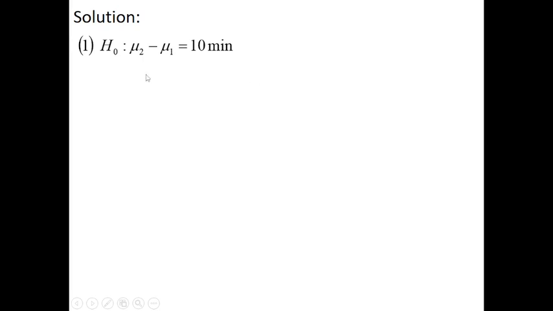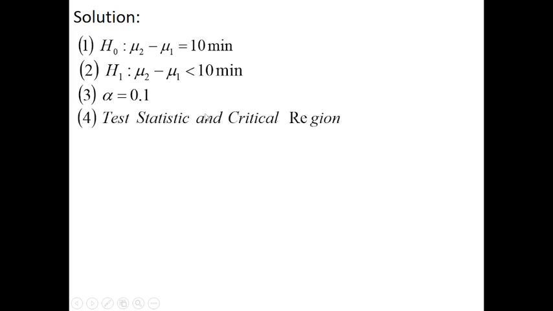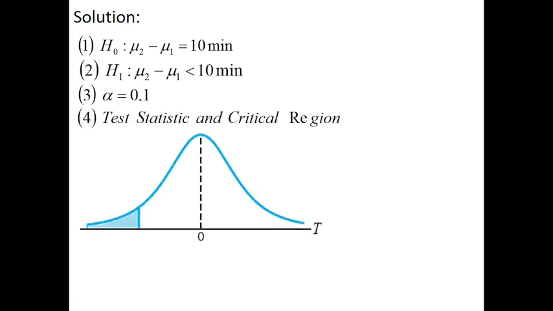So this is now the null hypothesis: mu sub 2 minus mu sub 1 is equal to 10 minutes. Then we have the alternative: mu sub 2 minus mu sub 1 is less than 10 minutes. Then the level of significance, as stated in the problem, is 0.1. And we are to establish the critical region.